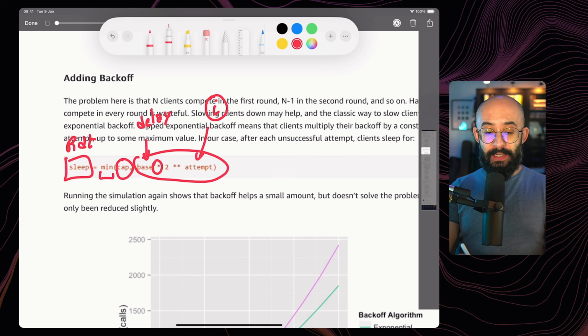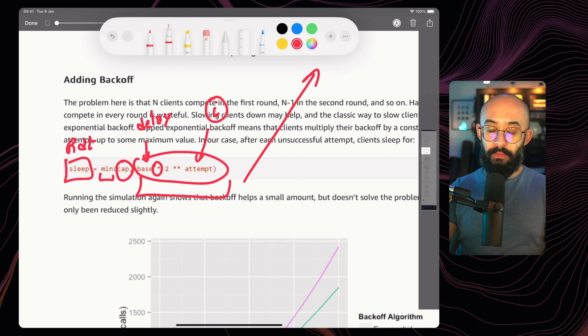Now, the cap, what is the min introduced for? The second parameter could grow very big. And you obviously don't want that to grow to very big numbers. You want to cap it. You want to limit how far that number can grow. So what you would want to introduce here is a minimum between the cap and the exponential value that you calculated. And you would choose the minimum value between the two, because if the exponential value is growing to gigantic numbers, you would want to cap it at a certain maximum.